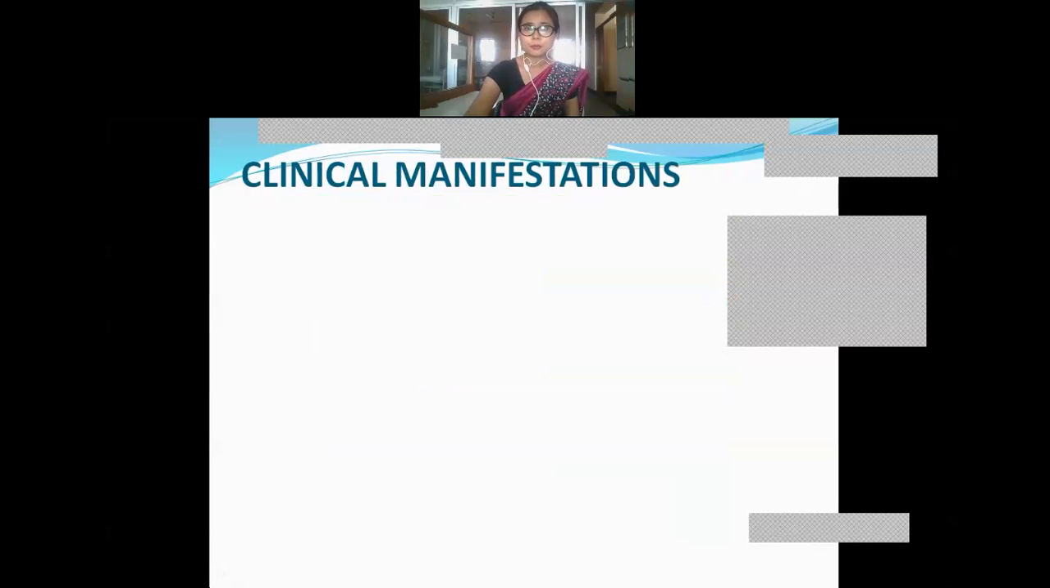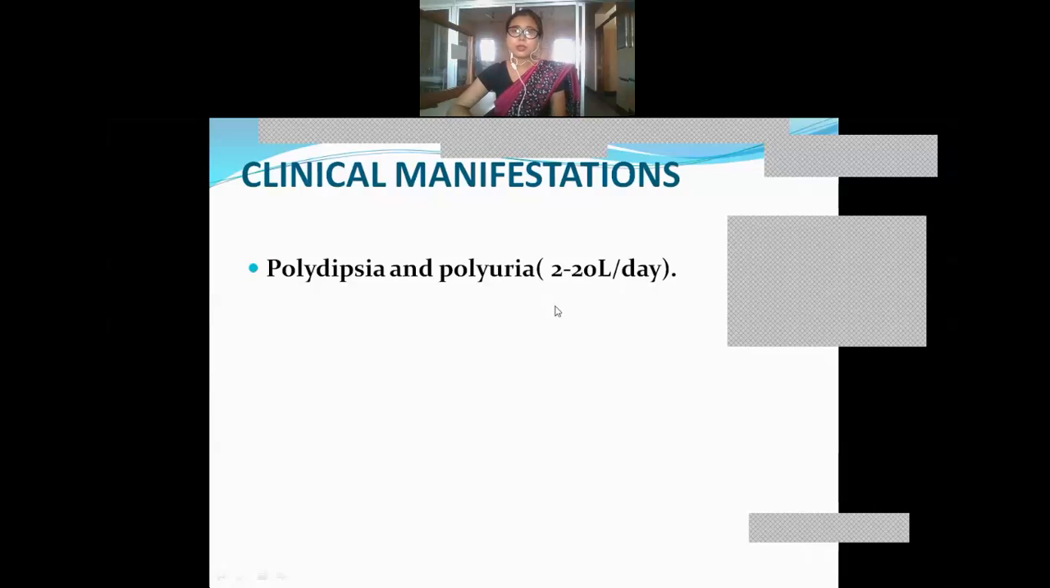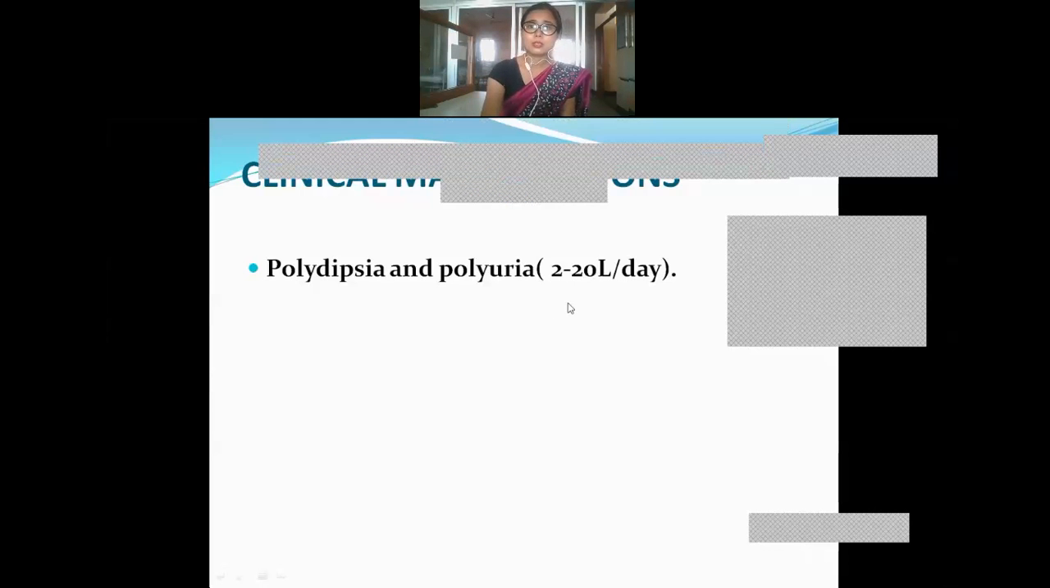Clinical manifestations: polydipsia, polyuria. A diabetes insipidus patient can pass urine 2 to 20 liters per day. A normal person passes around 1200 to 1500 ml of urine in a day, whereas a diabetes insipidus patient passes 2 to 20 liters per day. So what will happen with this is, if too much water is lost from the body, then the patient may develop severe dehydration.